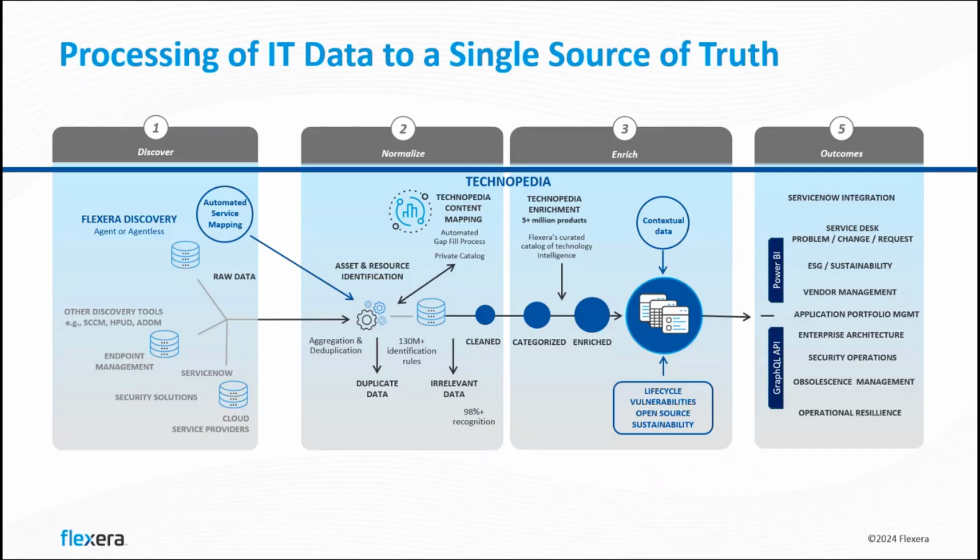It filters away a lot of that information, especially on the software side, getting rid of irrelevant data, so you end up with a cleansed data set that is then categorized against the Technopedia taxonomy, becomes the outset for then feeding that data into other consumers of the data on the right-hand side, for instance, the ServiceNow and its CMDB. But in that context, you can also facilitate other use cases through Power BI or GraphQL API interfaces into the Technology Intelligence Platform.